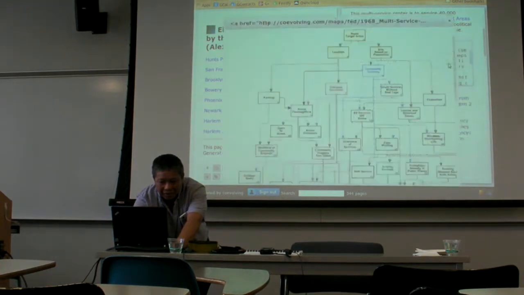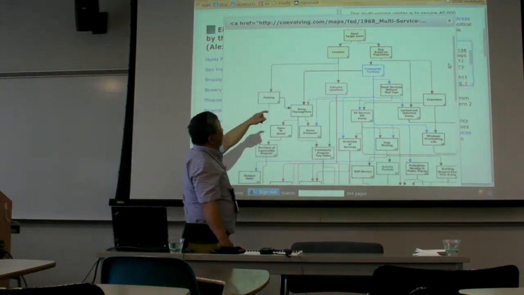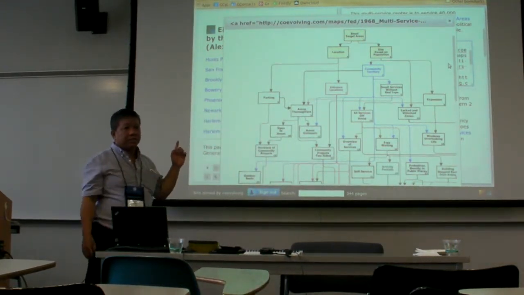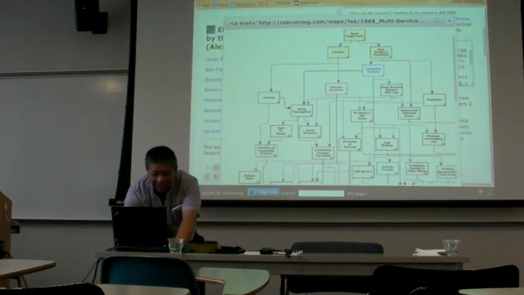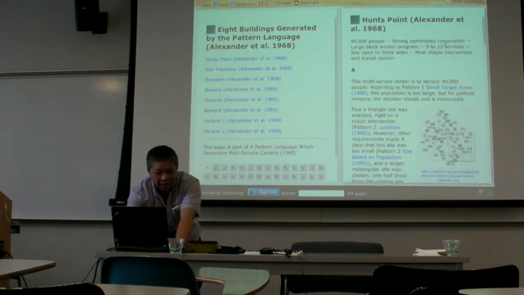Okay, so here is the diagram. And I colored the ones that he used. So in yellow, they use small target areas, location, and size based off population, and they didn't use some of the other patterns. So the idea is that when you're looking at, okay, so let's look at the text here. So Hunts Point, 40,000 people, strong community corporation, large block worker program, 9 to 12 services, site open on three sides, so physically it must have a hill behind it, and it's near a major intersection and transit station. So this multi-service center that serves 40,000 people, so the pattern is small target areas, triangle sites, and then you now have the linkages between the patterns.